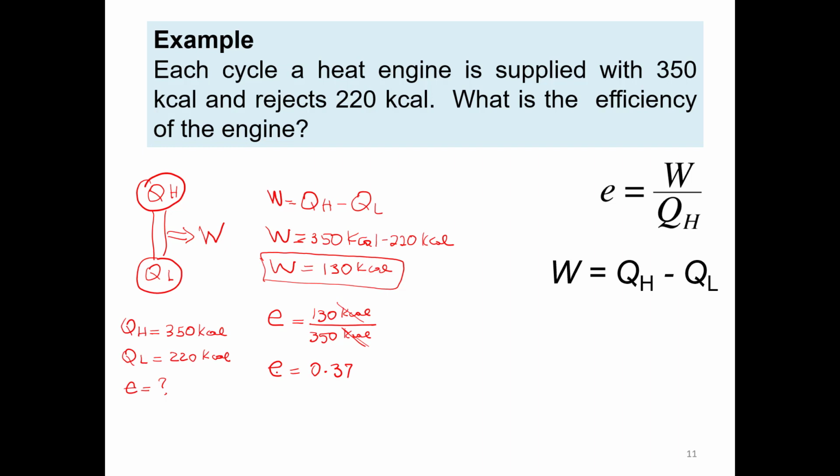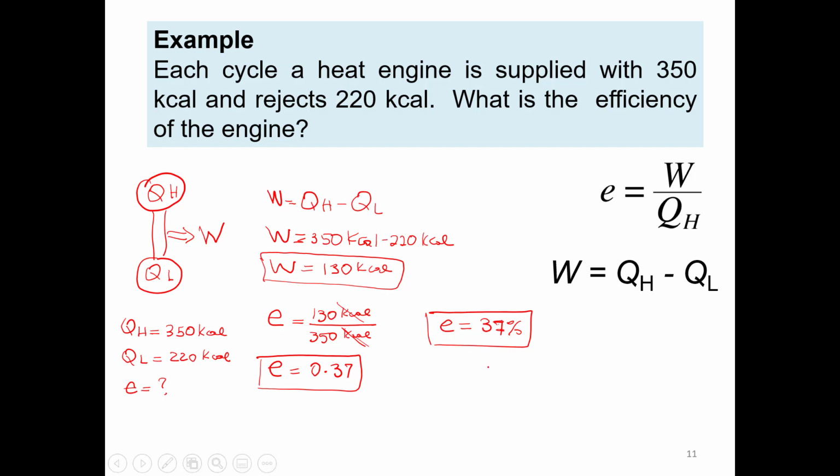And we can write the answer in two ways. We can write the answer like that, but also we can give the answer as a percentage: we multiply by 100, then we will get 37%. We can give the answer in decimals, but we can also express this answer as a percentage, and we just multiply by 100.